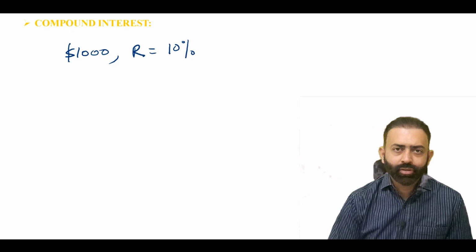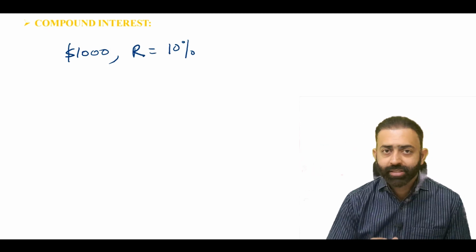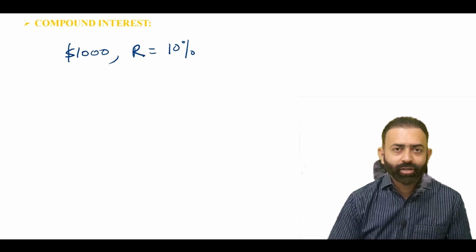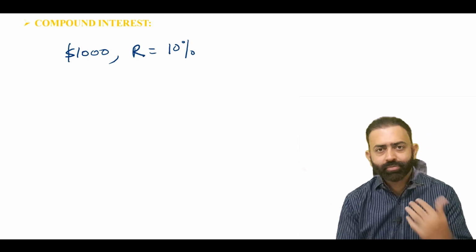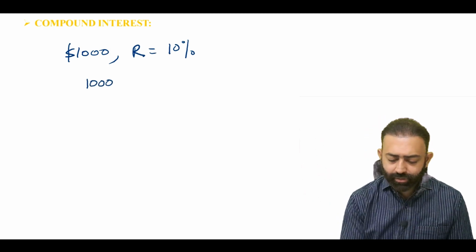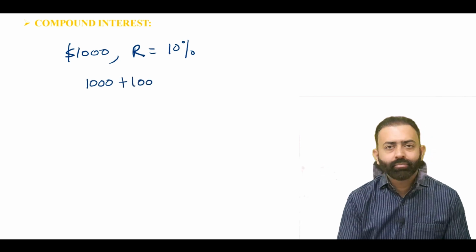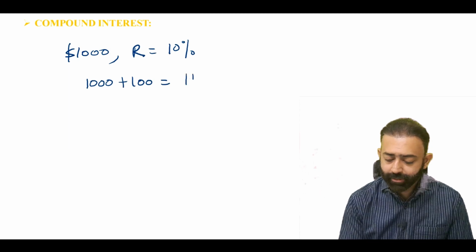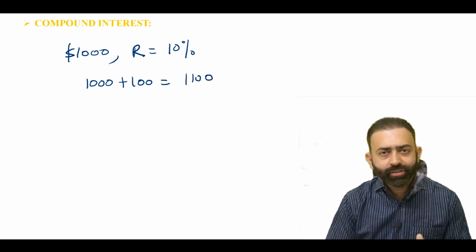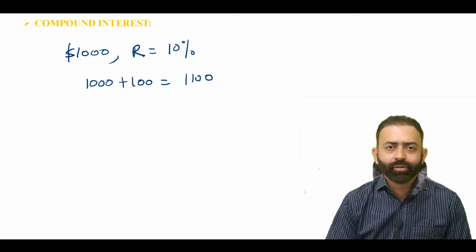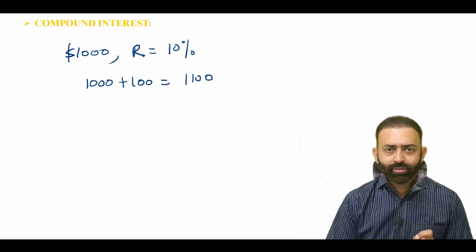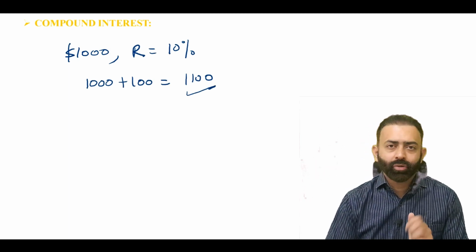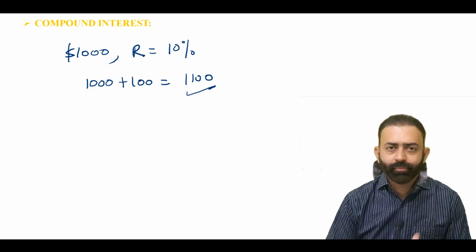And if I ask you what is the amount after 1 year, please remember it is not the interest, right? Amount I'm asking, so amount after 1 year comes out to be interest plus principal. So principal was 1,000 and interest after 1 year will be 100. So total amount comes out to be 1100. Now for the second year, in case of compound interest, the interest will be calculated on this amount 1100, not on the original amount 1000.